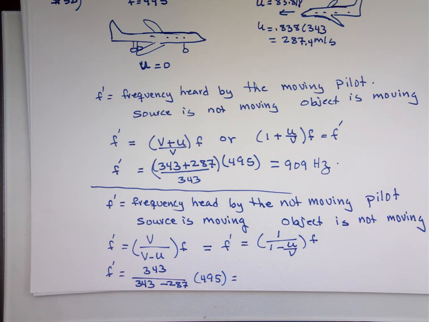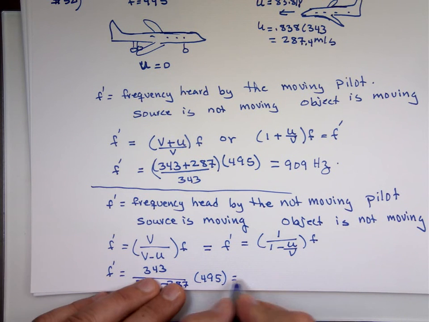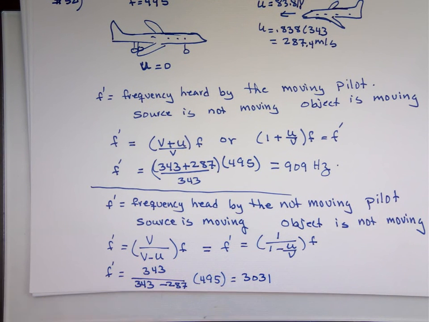I got a big number here. I got 3031. Seems a little bit high. Did I plug in anything wrong here? Let me see. Just seems a little bit high. 3030. It is correct. Just seems like a high frequency.